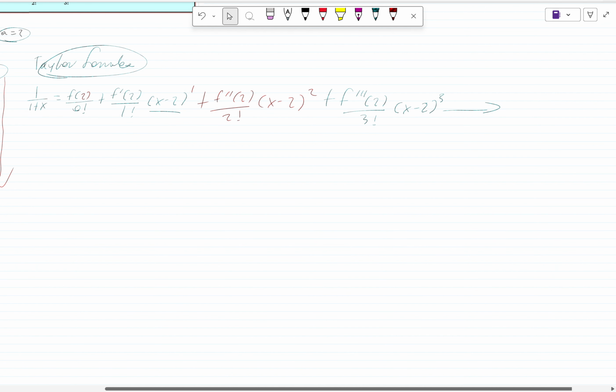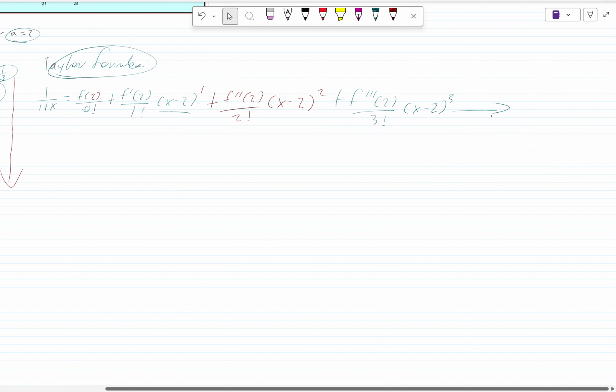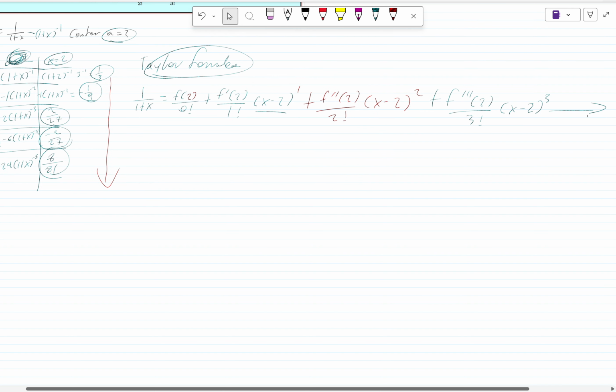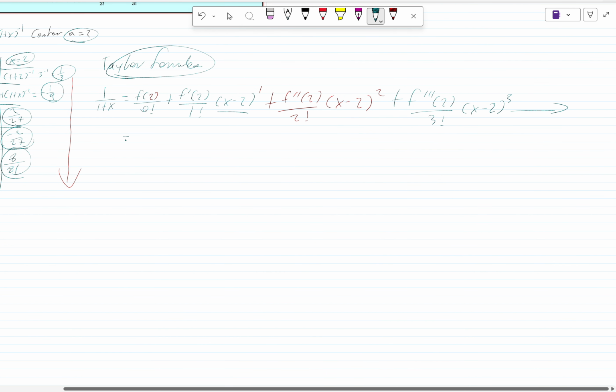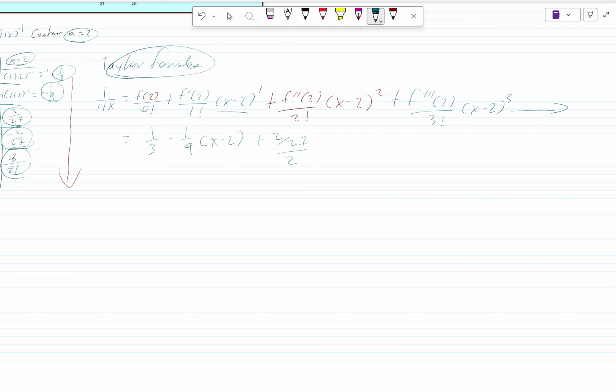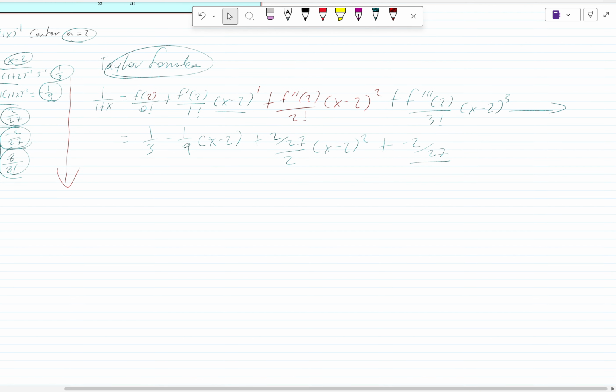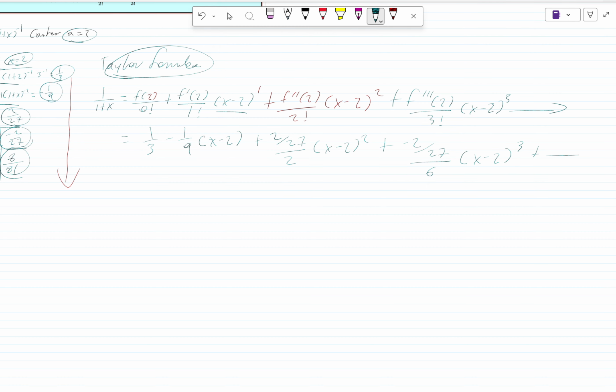Now let's go to the real action. The first one is 1/3, so it equals 1/3 minus 1/9 times (x minus 2) plus 2/27 over 2 times (x minus 2) squared plus negative 2/27 over 6 times (x minus 2) cubed, and so on.